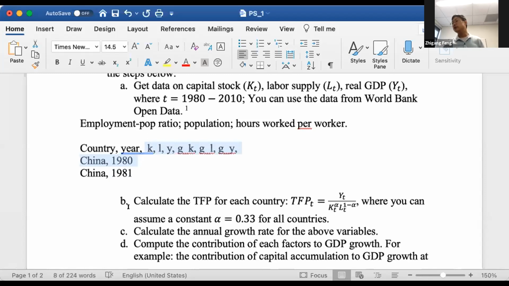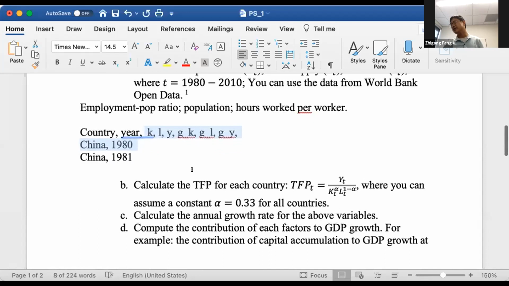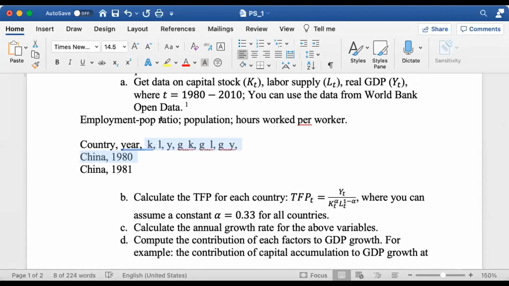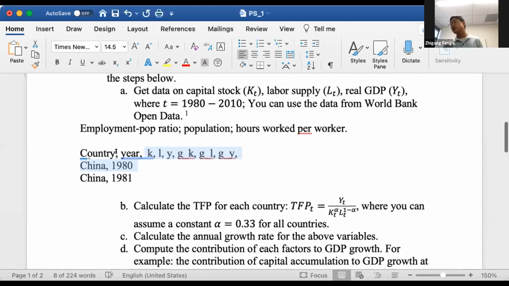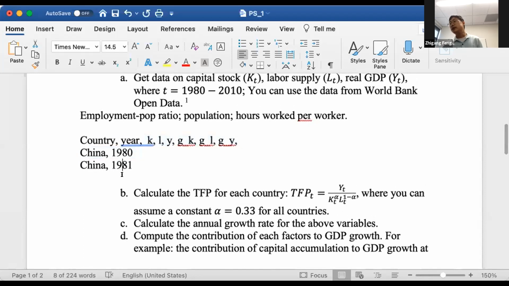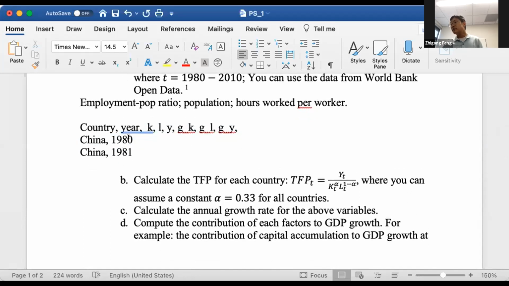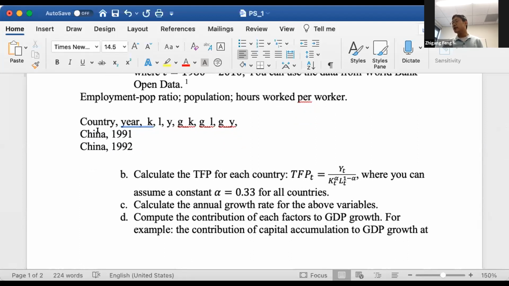There should be some trick to do that in Excel. Now once you gather your data, this is the most important part. Like one student just mentioned, if you only have data from 1991, then start everything from 1991. And once you have data, you calculate TFP.